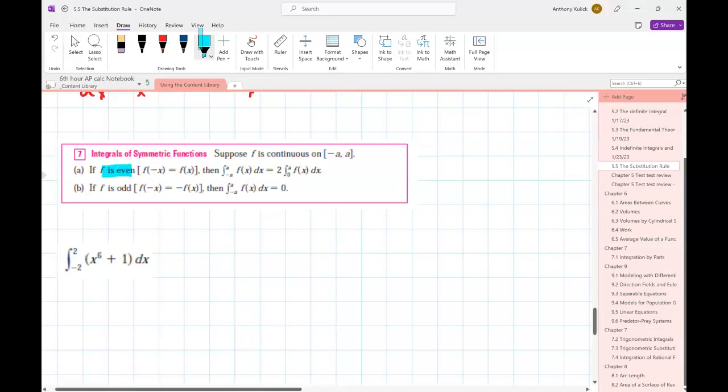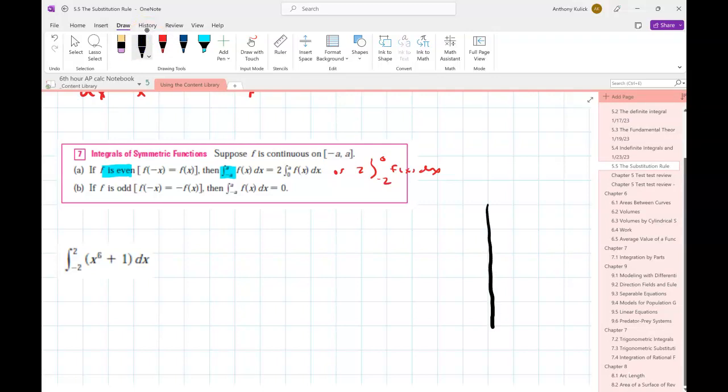So it says if f is even and we're integrating from negative a to a, then we can just do 2 times the integral from 0 to a. Or really, you could have done 2 times the integral from negative a to 0. That would be okay too. So just to remind you of what's going on here, if you have an even function, that means it's symmetric about the y-axis.